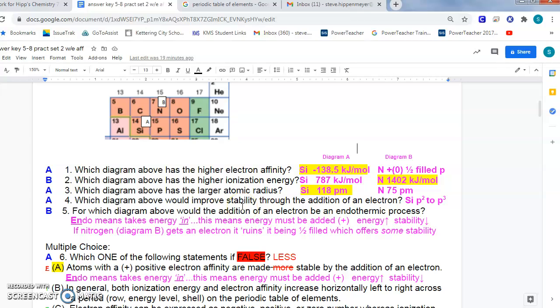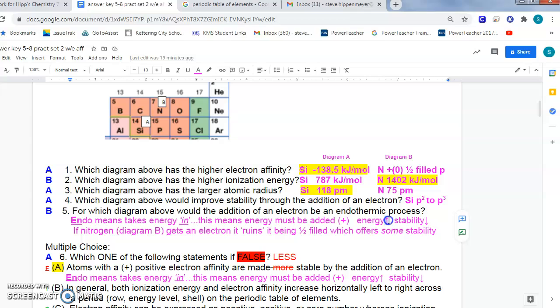We would ruin nitrogen's stability by giving it an electron because it is already half full. Which diagram above would the addition of an electron be endothermic? Remember, endothermic means energy goes in. For energy to go in, that means we have to add it to the atom, so it would be a positive one. So really they're asking which one would have a positive electron affinity.